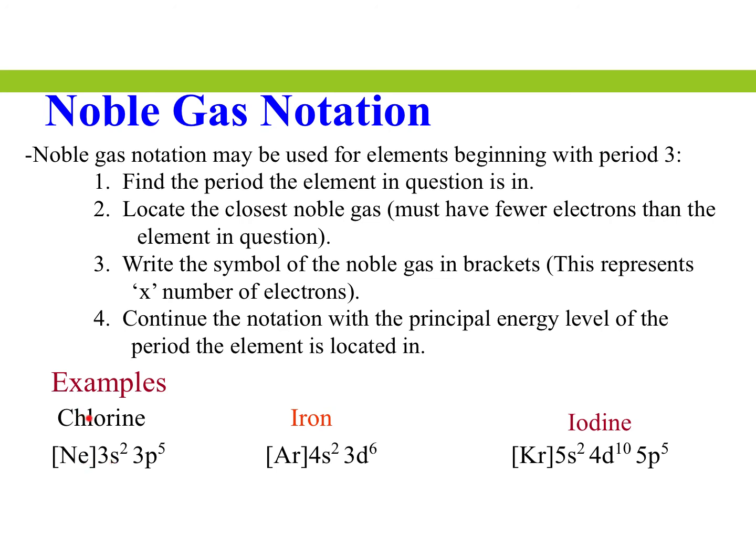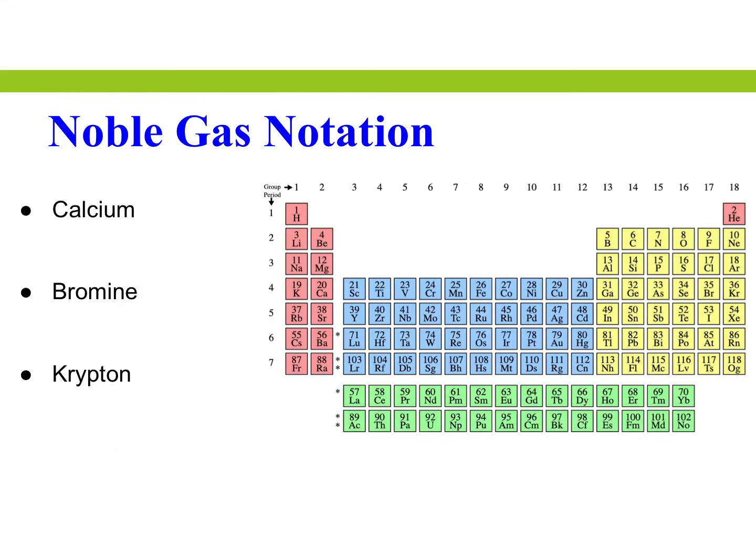Okay, so for chlorine, neon is the noble gas that comes before chlorine. So you put neon in brackets, and then you just pick up after neon. So you have 3s2, 3p5. Okay, find calcium on the periodic table. Now what noble gas comes before calcium? So you put argon in brackets. So that replaces the 1s2, 2s2, 2p6, 3s2, 3p6. So then you just write everything that comes after argon. So what would you write? 4s2. Good.